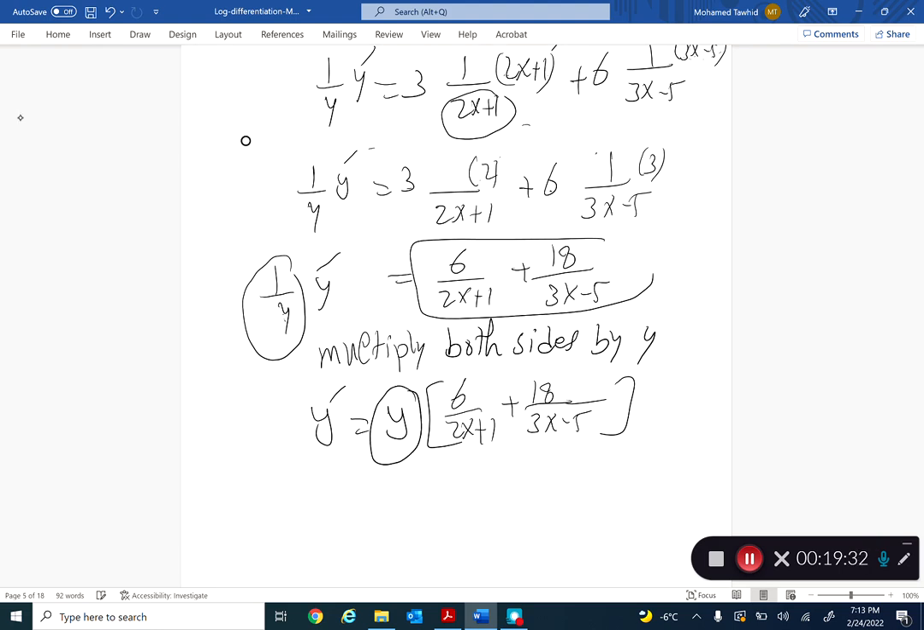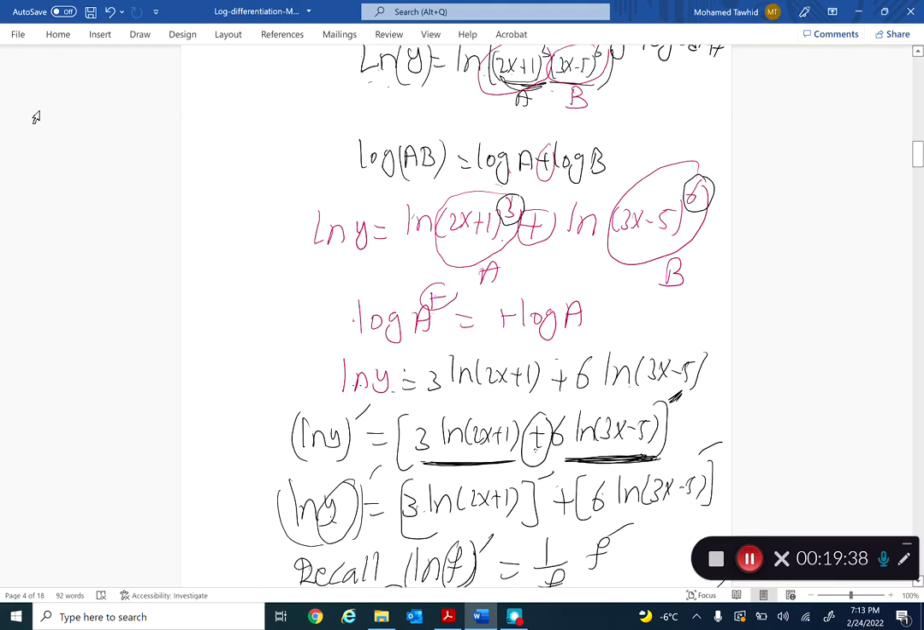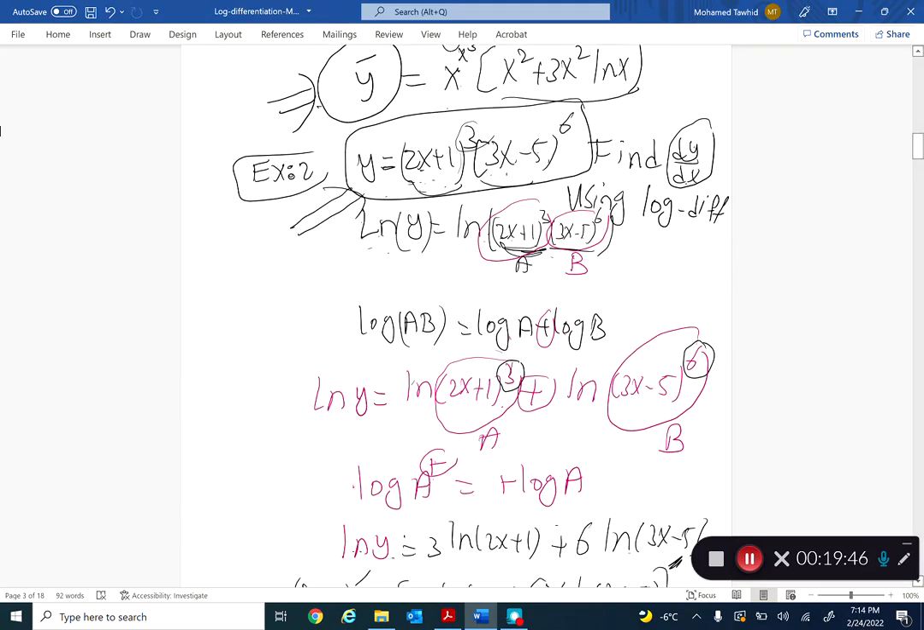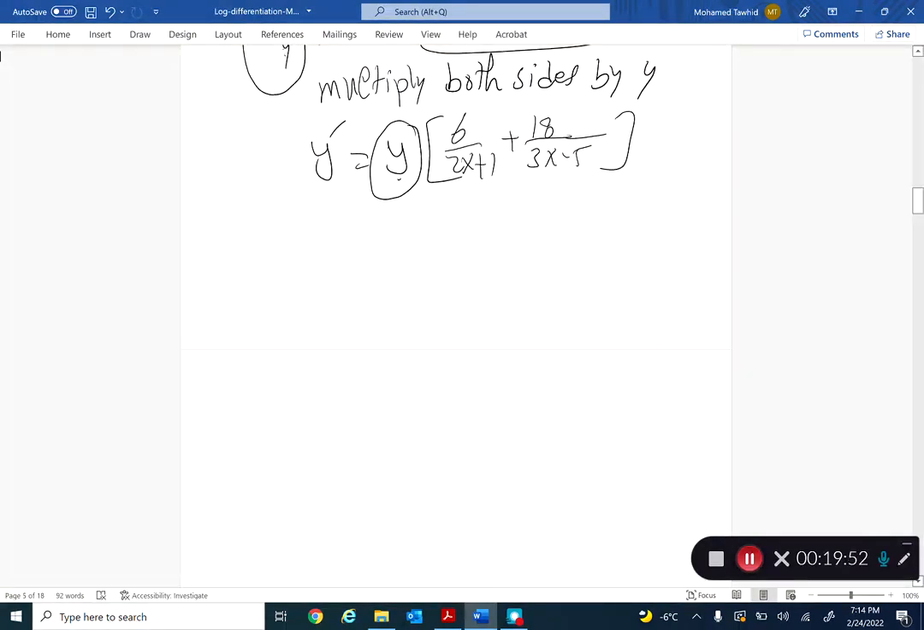Right? So now what is the last step? Replace y by the function of x. What is your y here? Look what you have. That is your y here, the whole thing. Just replace y by whatever you have here, which is (2x + 1) to the power 3, (3x − 5)... So just copy. So maybe I look at my notes here. So you have (2x + 1) to the power 3 multiplied by (3x − 5) to the power 6. And then you have the bracket, which is 6 over 2x + 1 plus 18 over 3x − 5.